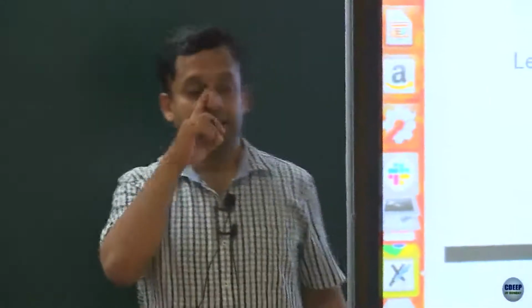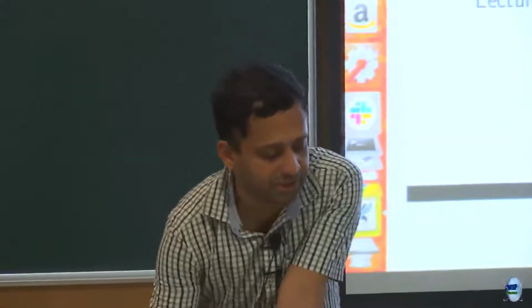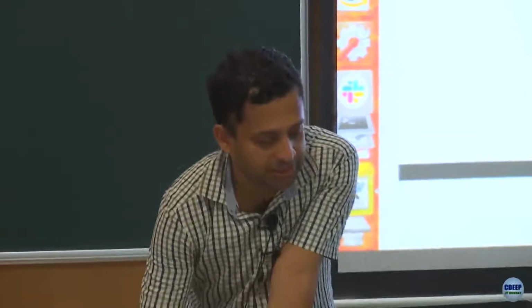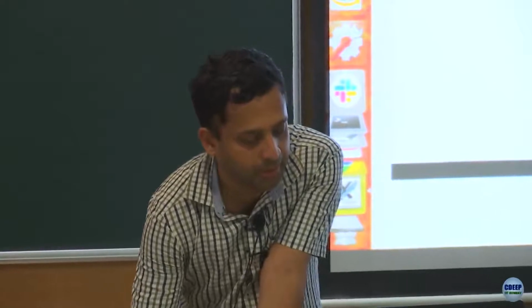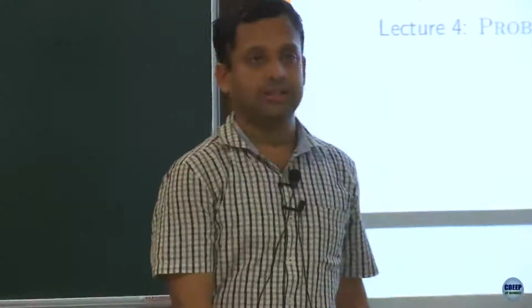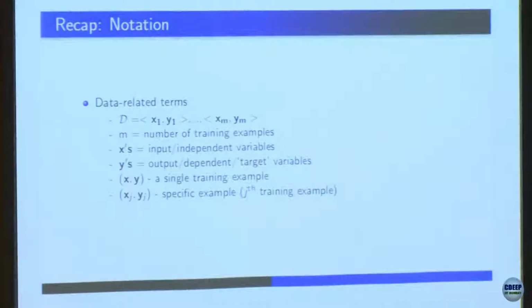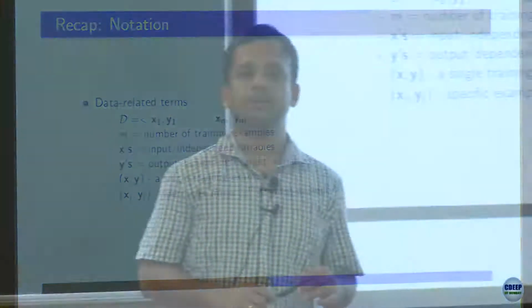Okay. So in the last class, we had sufficiently motivated regression and discussed what is really linear about linear regression. And we'll build upon that further today. So we built up our notation. So you have this data set consisting of m examples, and each instance is a tuple.